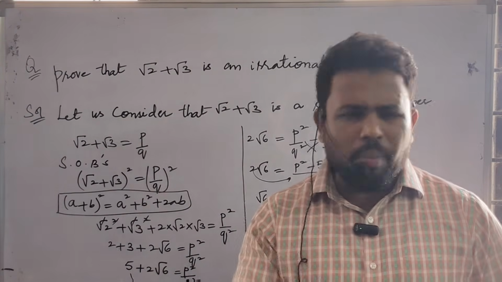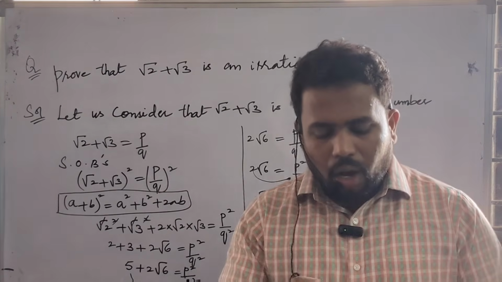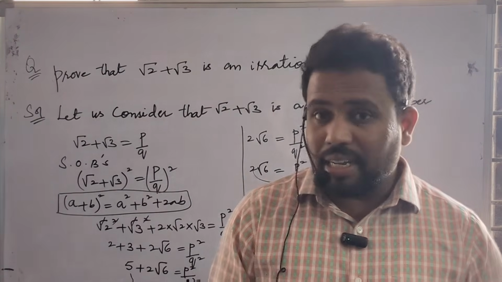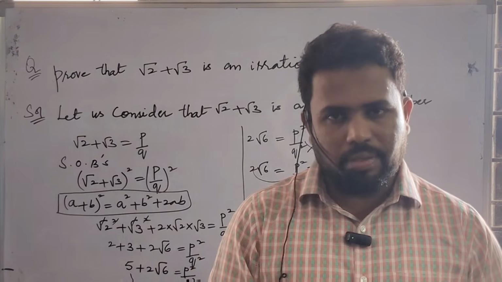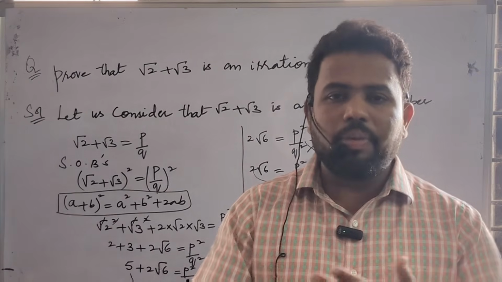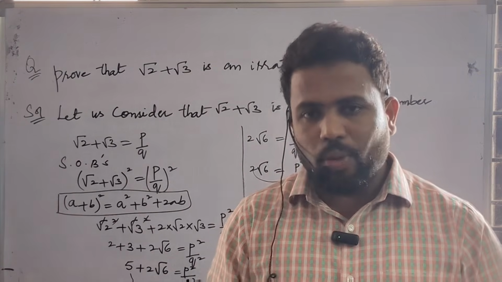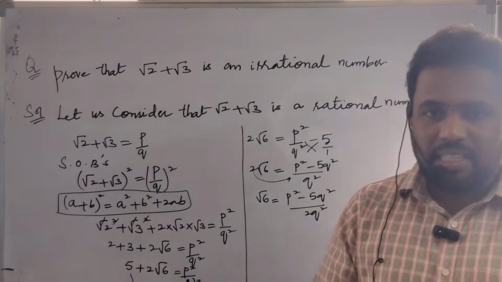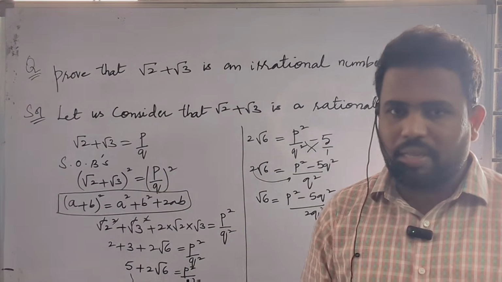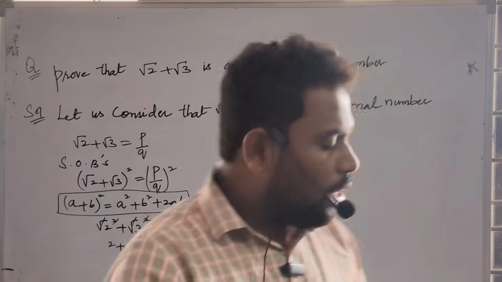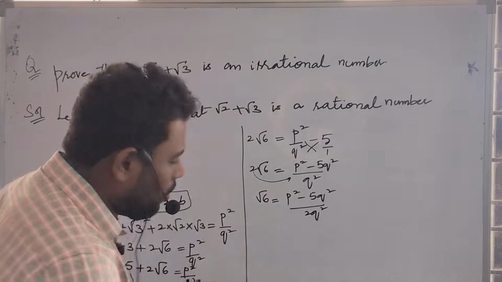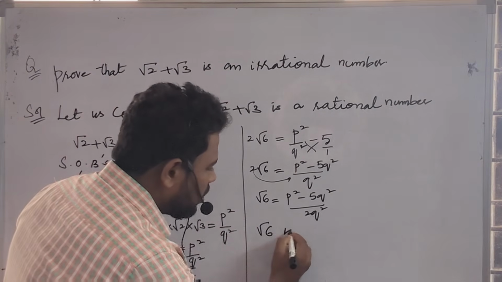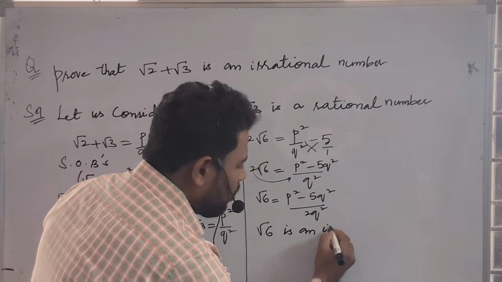To remember, I'll give you one hint here. All root numbers are irrational except perfect square numbers, because perfect square numbers can also be written in the form of p by q, so it becomes a rational number. So root numbers except perfect square numbers can be considered irrational numbers. So root 6 is an irrational number.